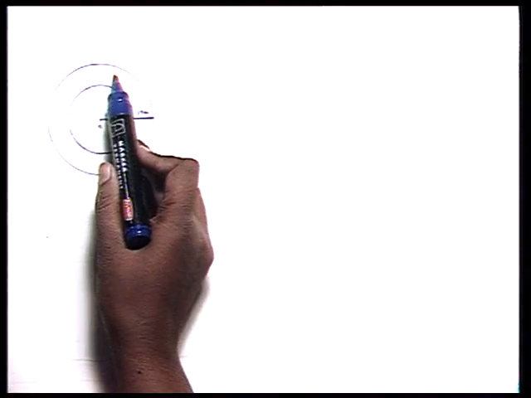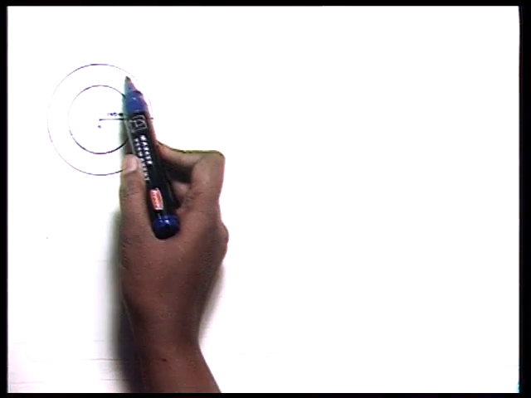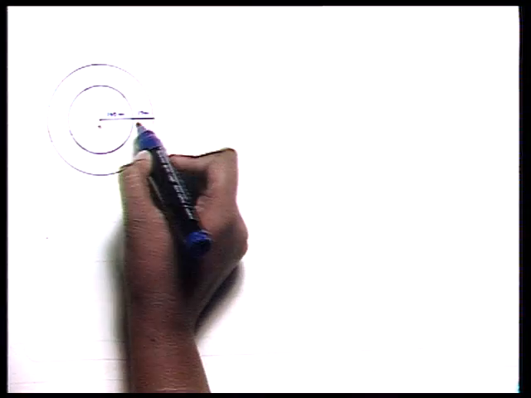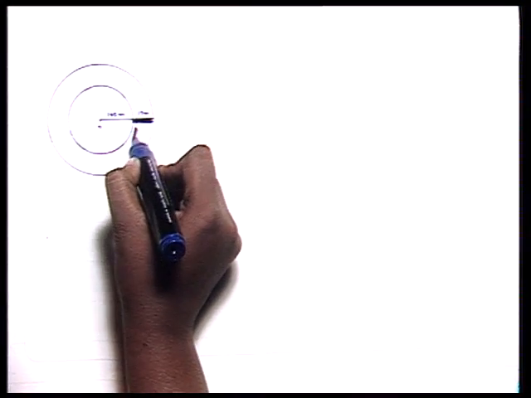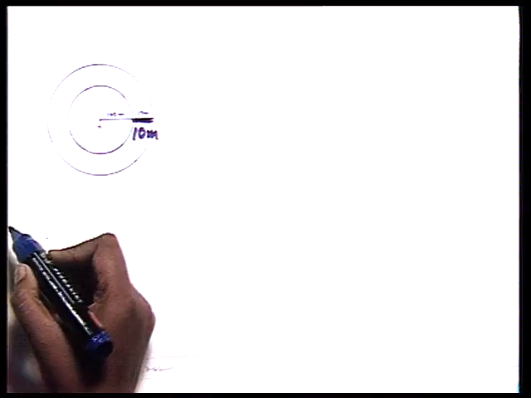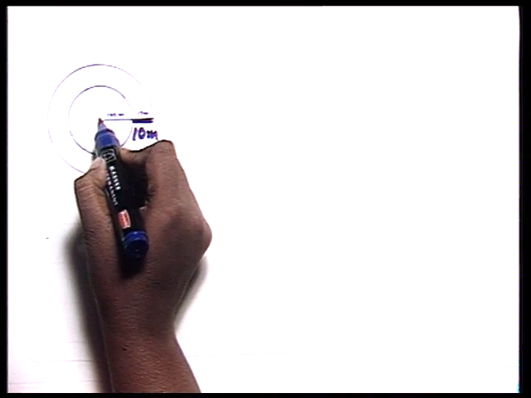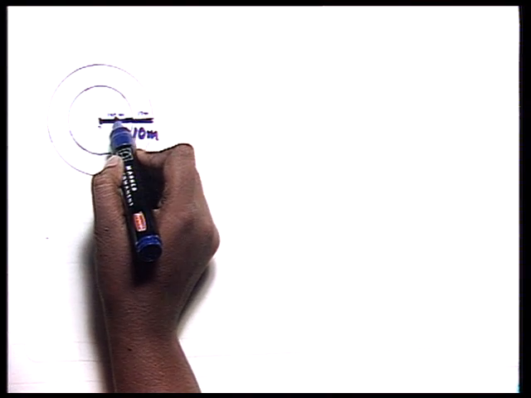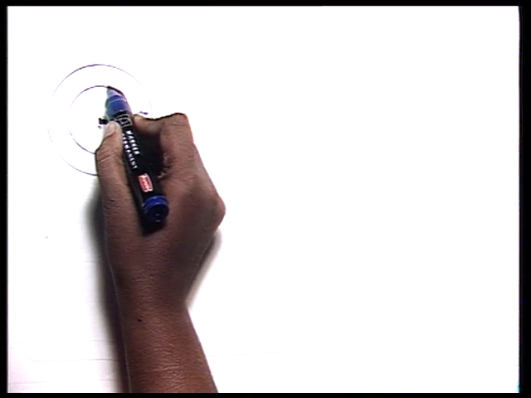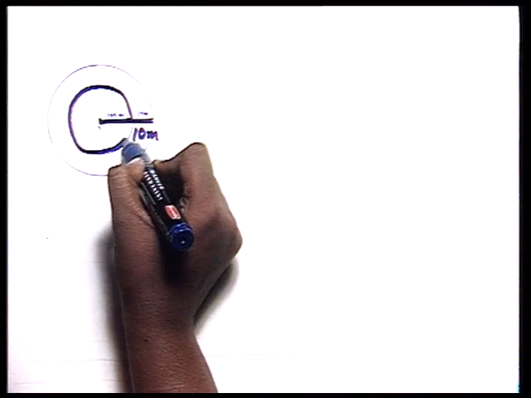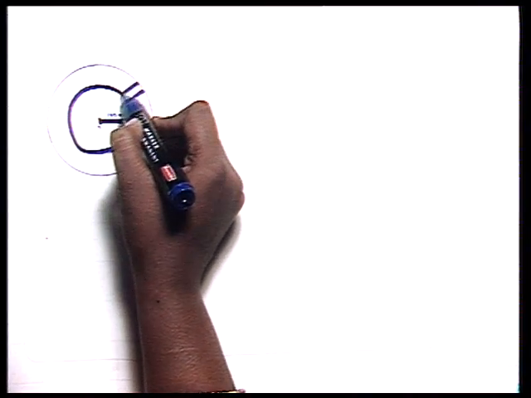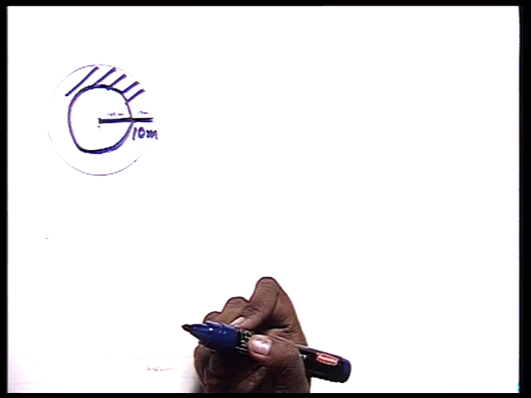So, suppose this is a circular road. The width of this road is 10 meters, and the radius of the inner circle, the radius of this garden, is 100 meters. We have to find out the area of this road. How can we do it?